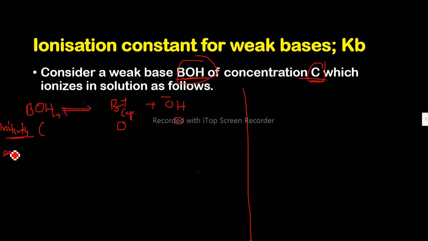But at equilibrium, if we form X moles of OH ions and the mole ratio is 1 to 1, then we shall form X moles of B plus, and that means X moles of the base dissociated.